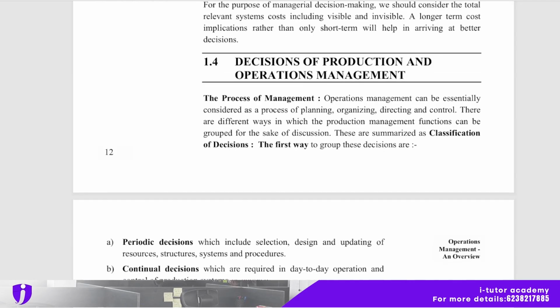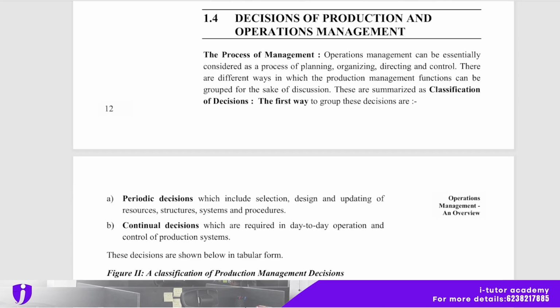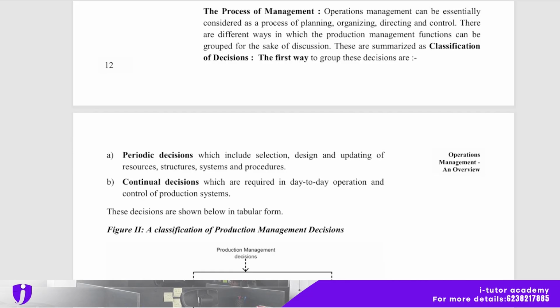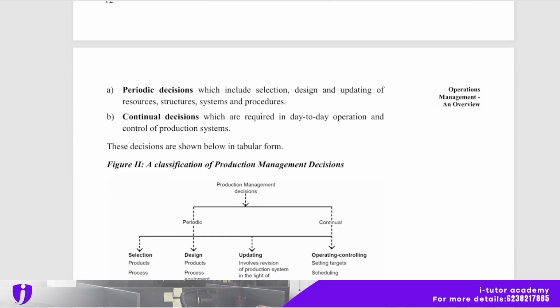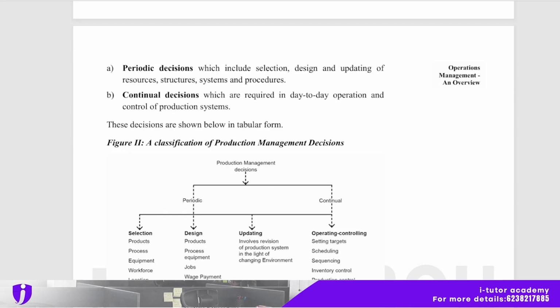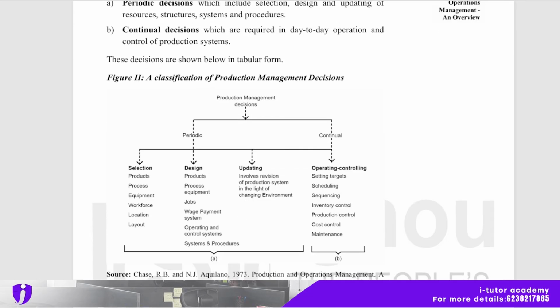So the next section is decisions of production and operation management. So, the process of management. Operation management can be essentially considered as a process of planning, organizing, directing and control. There are different ways in which the production management function can be grouped for the sake of discussion. These are summarized as a classification of decisions. The first way to group these decisions is periodic decision and continual decision. These decisions are shown below in tabular form. Production management decision is periodic and continual.